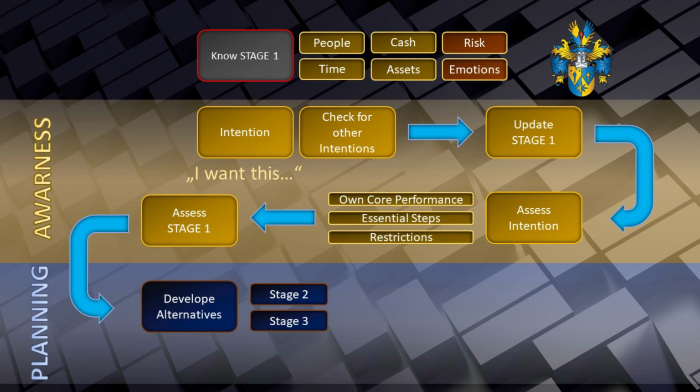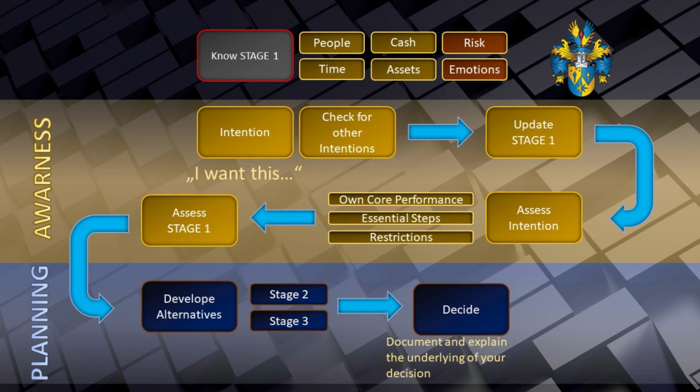Well, going back to the scheme, after developing and evaluating alternatives for realization, you decide which alternatives you choose, and of course you have to explain, probably just yourself, why you chose that alternative. Please document the underlying thoughts of your decision, because if the underlying changes, you can change your decision. And after having chosen an alternative, you formulate a resolution. And that is the leadership scheme.